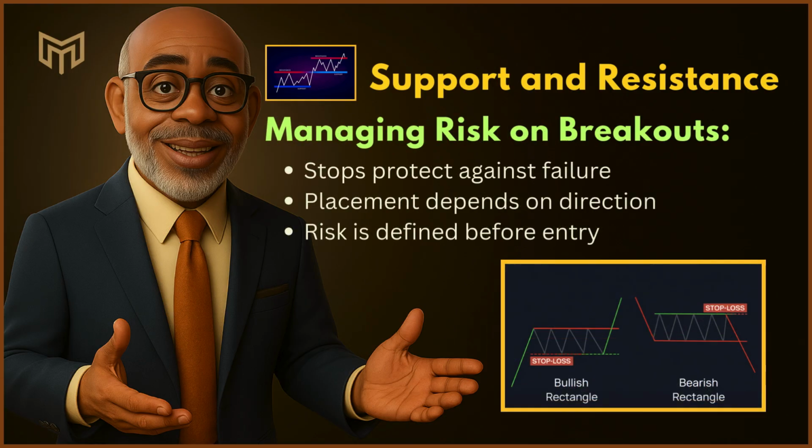To protect themselves, traders place a stop loss just outside the breakout level. For bullish breakouts, the stop loss is placed below the breakout point. For bearish breakouts, it's placed above the breakout point. This protects the trade in case the breakout fails and price moves back into the range.